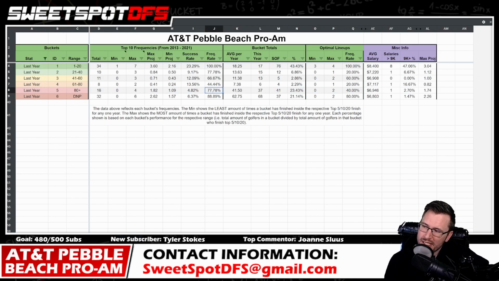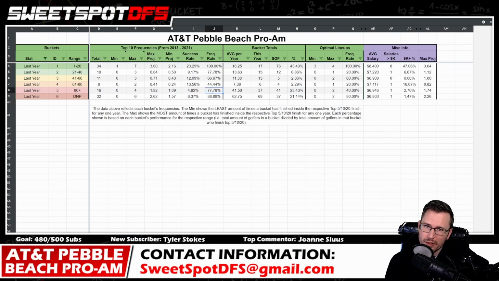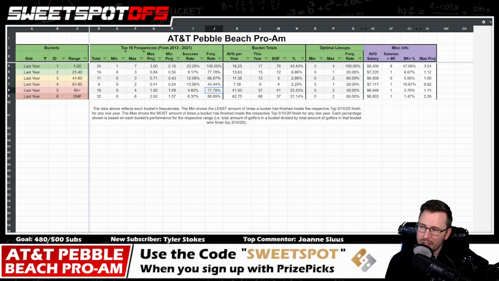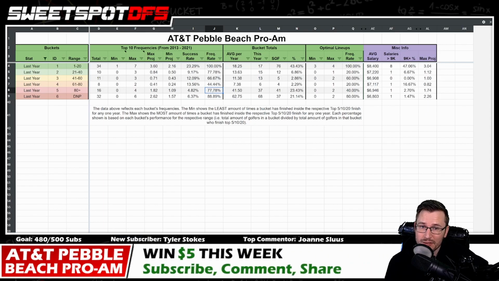optimism. It's a 77% frequency rate, which means we're looking at every single year that I've recorded stats for this bucket. Frequency rate records how many times at least one golfer from that bucket has finished inside the top 10 for each of those years. 77% means out of 9 years, in 7 years at least one golfer has finished inside the top 10 from this bucket.